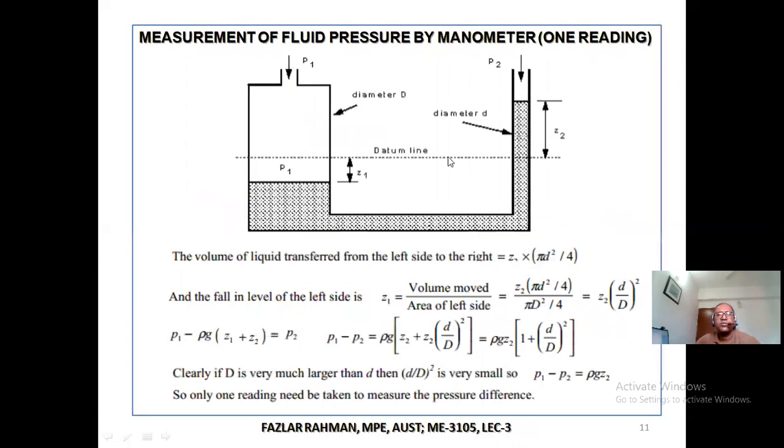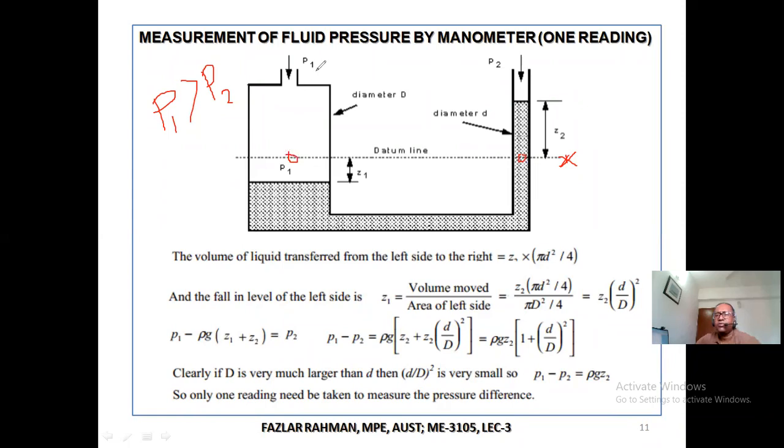You see two tanks. Right over here, pressure P1, right over here, pressure P2. And we are assuming pressure P1 is higher than P2. So what will happen? It will push down the fluid. If pressure is the same on both sides, then both fluids will be at the same level. This is the reference line. This level will be right over here, and this one will be right over here.